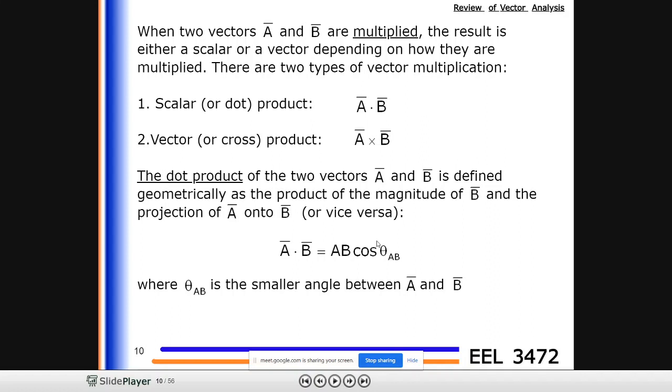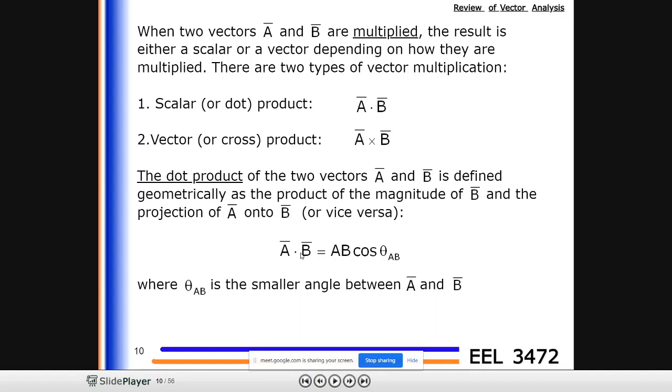Two vectors are given, A vector and B vector. To find the scalar product, the dot product of these two vectors, A vector dot B vector is equal to AB cos theta, where A is the magnitude of A vector and B is the magnitude of B vector. Cos theta, theta is what? The angle between A and B vector. Yes, very good. It is the angle between vector A and vector B.